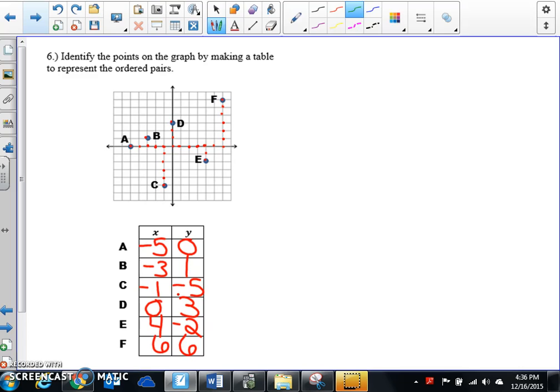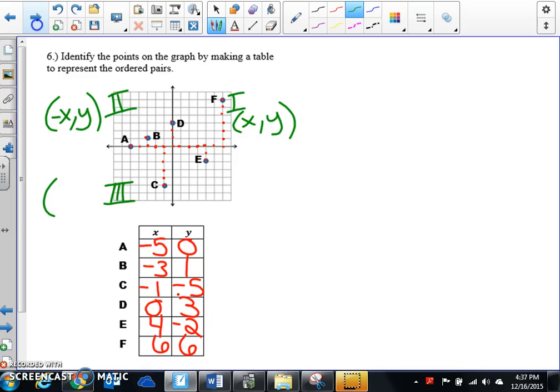Remember, all your values: in quadrant 1, all your x's are positive, all your y's are positive. Quadrant 2, your x's are negative, your y's are positive. Quadrant 3, your x's are negative and your y's are negative. And then in quadrant 4, your x's are positive and your y's are negative. So that's a good way to check your points as well.